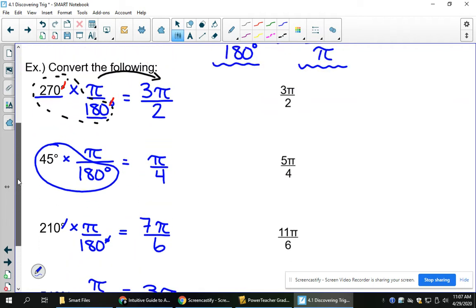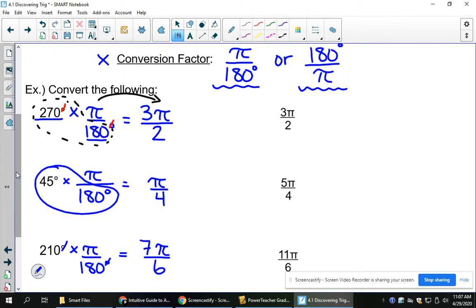Let's try the reverse now. We're starting with something that's unitless. I don't see any units behind 3 pi by 2. I only see a bunch of numbers and a pi. That tells me that this is in radians. So what I want is degrees. That means I have to put 180 degrees on top this time and pi on the bottom. So I'm flipping what I was doing before.